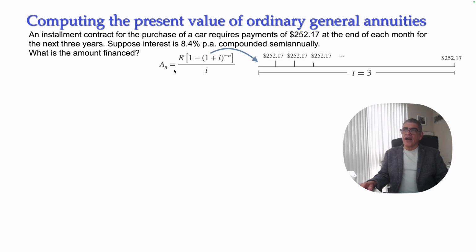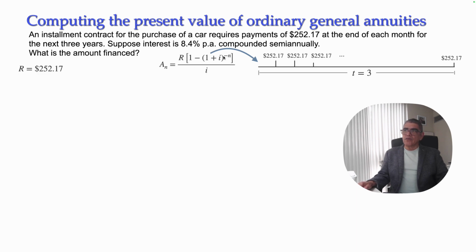So we know that the formula of the present value is this. Present value of an ordinary annuity equals R, the periodic payment, multiplied by 1 minus 1 plus i to the power negative n, everything divided by i. So this is the formula for computing this present value. And we know that the payments are 252.17, so this is something that we need to put in the formula.